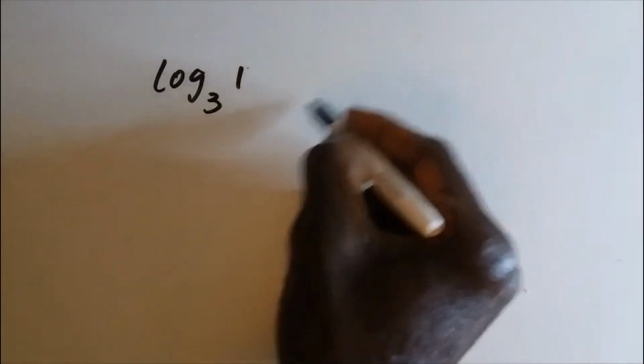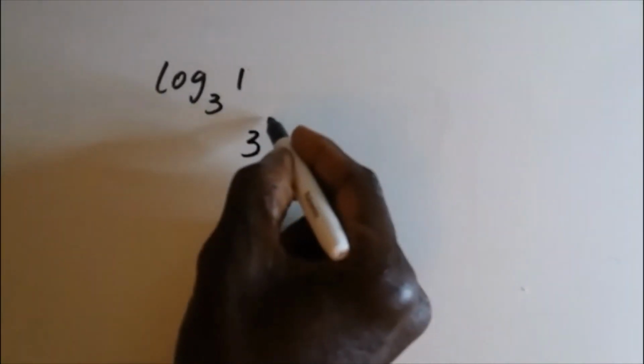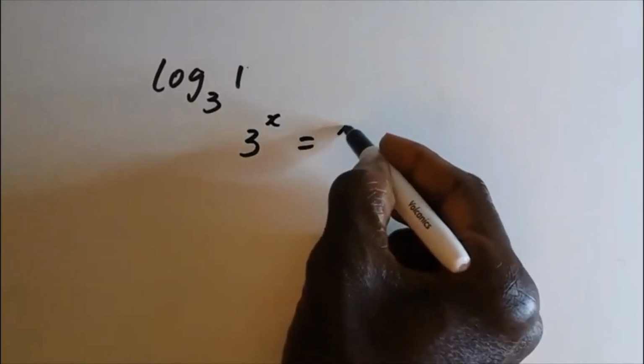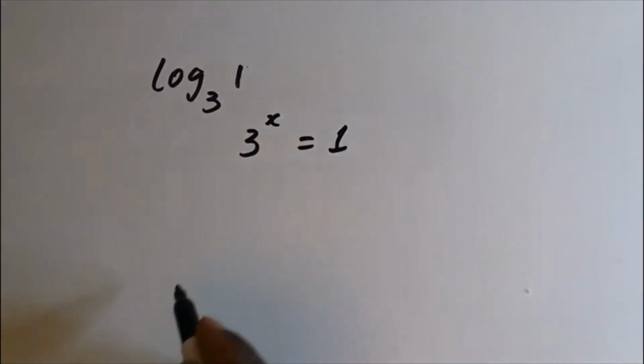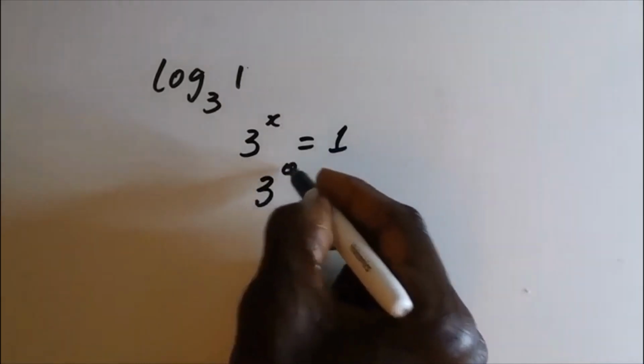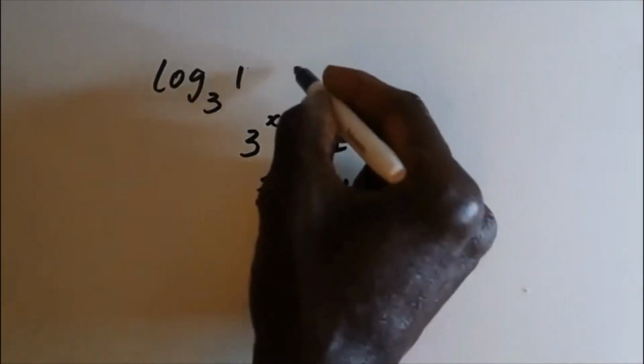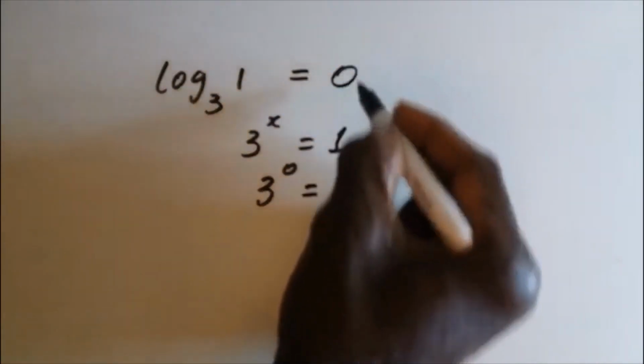Hi, how do you evaluate this logarithm without the use of a calculator? Well, it's simply asking, what power should we raise 3 to get 1? That's what this is asking. And we simply know 3 raised to the power of 0 is equal to 1. So this evaluates to 0.